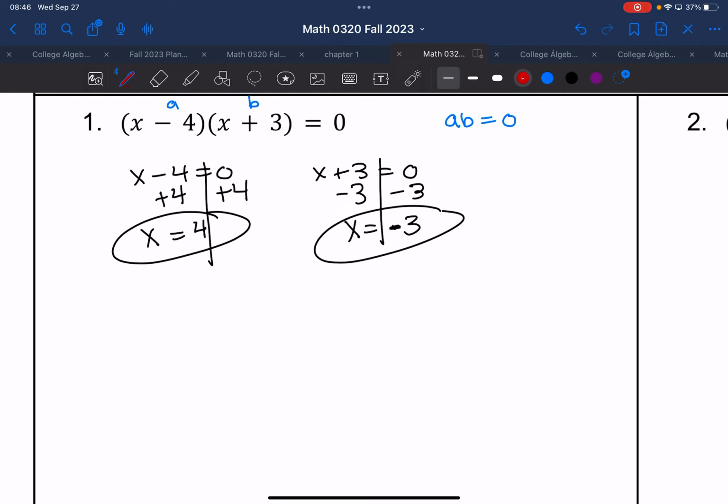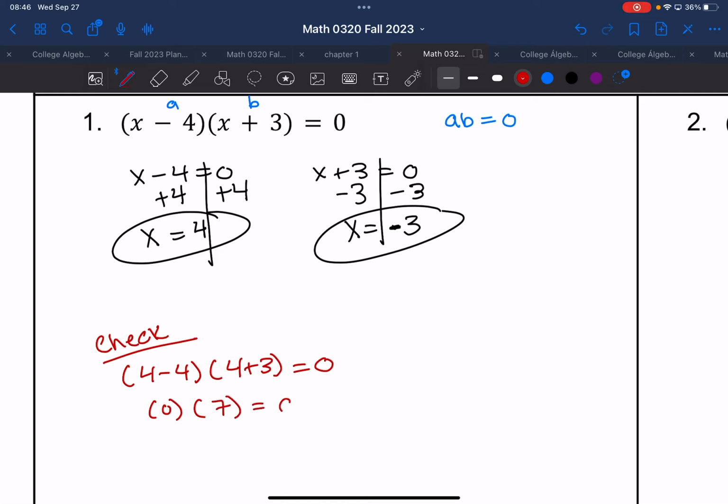And just like all the problems, we could check our work. The way that we check our work is plugging in these x values one at a time. So I'm first going to plug in 4. So I have 4 minus 4 and 4 plus 3. Wherever there was an x, I plugged in a 4. Now I am solving this to see if I get 0. 4 minus 4 is 0. 4 plus 3 is 7. 0 times 7 is 0. So 0 equals 0 tells us this is true.